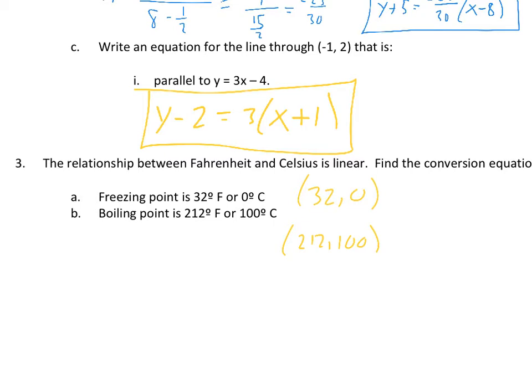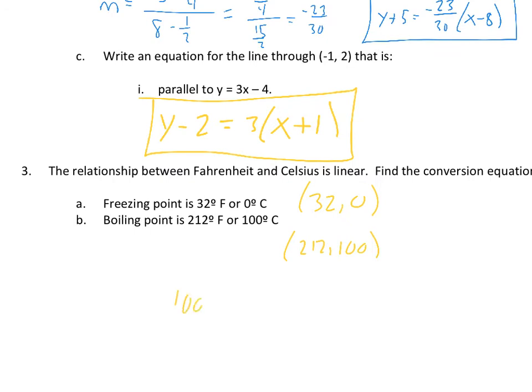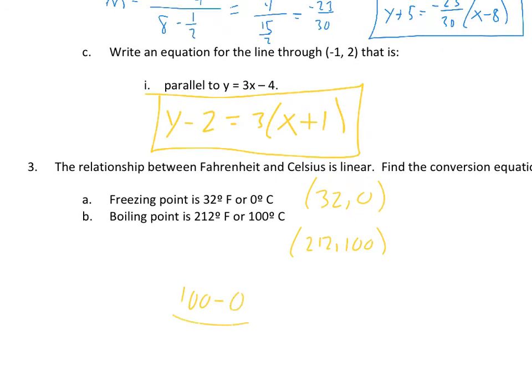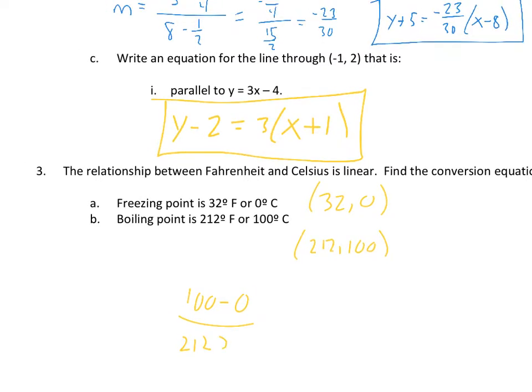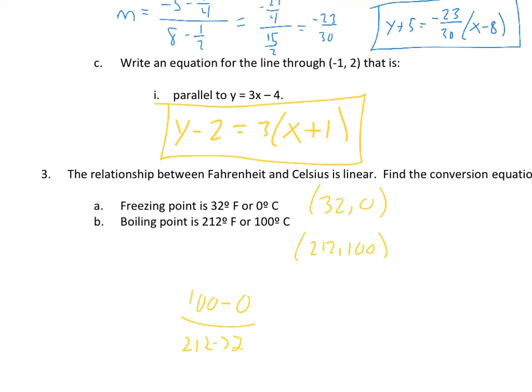So 100 minus 0, which is just 100. I'll write it all out for you. Over 212 minus 32. That's our slope. Let me make that look a little better. It won't let me erase that. Well, oh, that's not what I want. 32. All right. Reduced is 5/9. Some of you might know the conversion equation, so you might recognize the number 5/9.